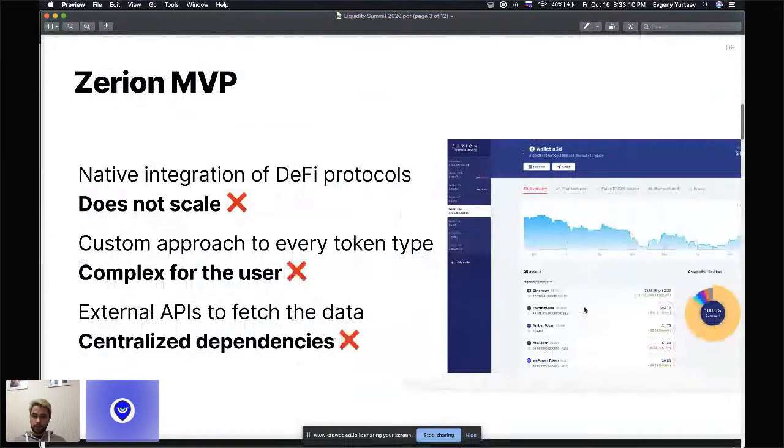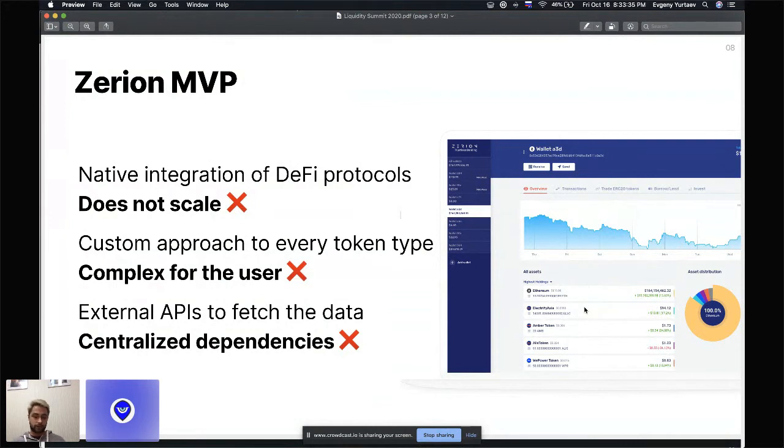So when we first approached this problem, we built out the first Zerion MVP. For the ones who use Zerion already, you can see some familiarity with this interface, but this was our first version. It only supported tracking ERC20s, no DeFi stuff, I would say, except for making transfers and making Uniswap transactions. And we had a few problems with this.